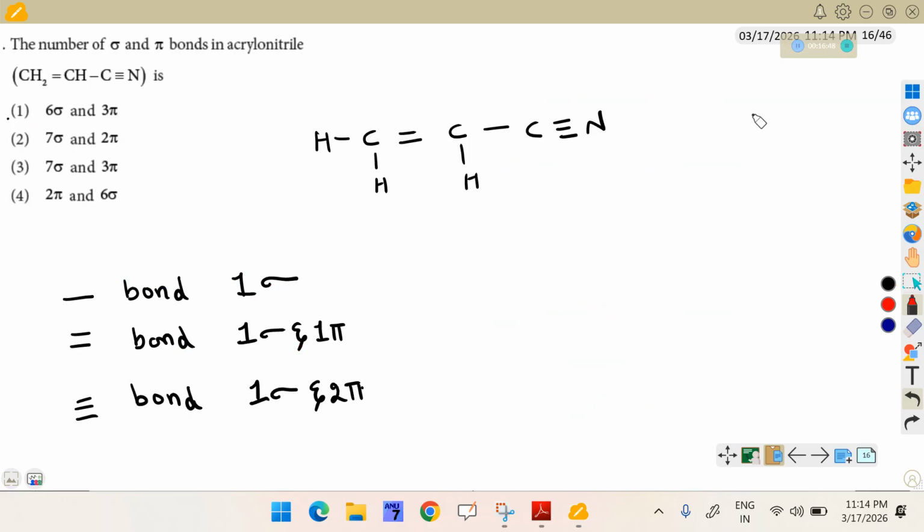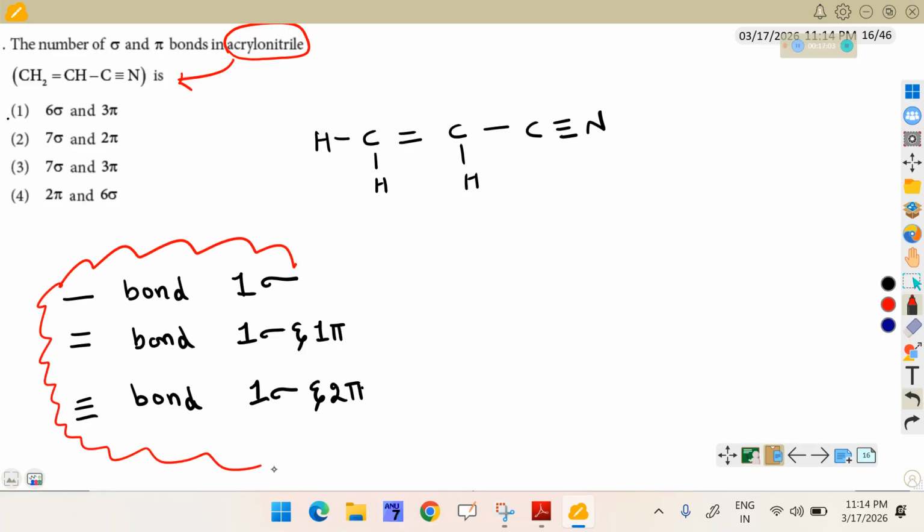The number of sigma and pi bonds in acrylonitrile, formula CH2 double bond CH single bond C triple bond N. We know that a single bond is always a sigma bond, a double bond contains 1 sigma bond and 1 pi bond, and a triple bond contains 1 sigma bond and 2 pi bonds. Total number of sigma bonds is 6. Total number of pi bonds is equal to 3.